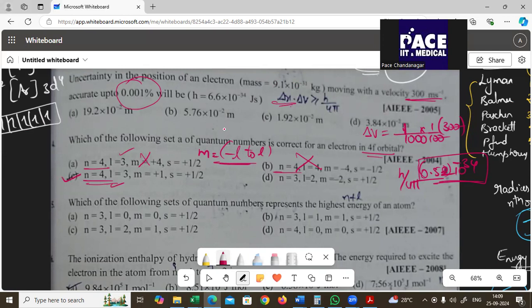Which of the following sets of quantum numbers represents the highest energy? Highest energy is always given by the n plus l rule. So whichever has the larger value of n plus l will be your answer. n plus l, 3 plus 2, is 5. So this is your answer. Done.